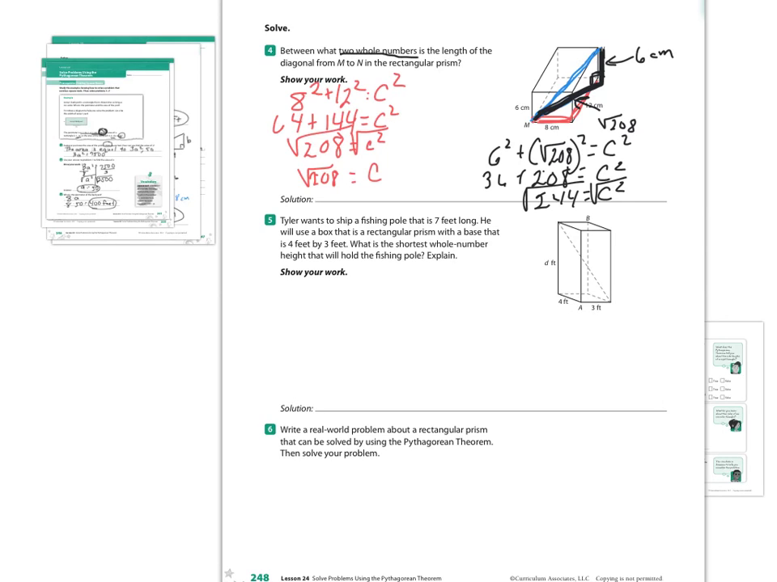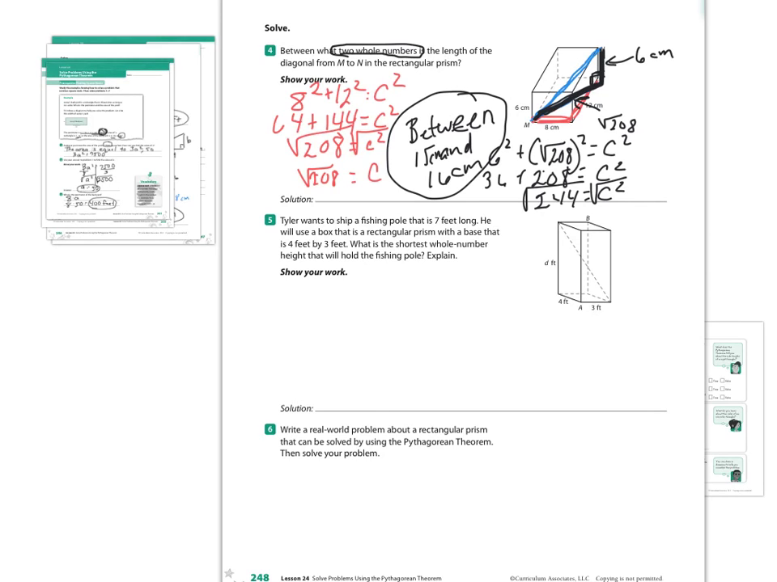The question is asking between what two whole numbers, so for our final answer, we would want to say between 15 and 16. Okay, and I should also label those 15 centimeters and 16 centimeters.